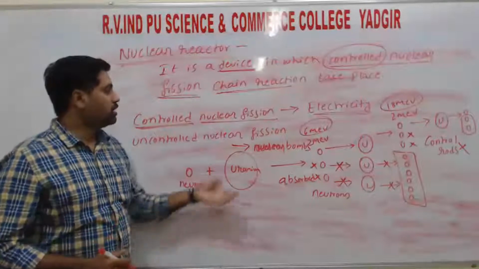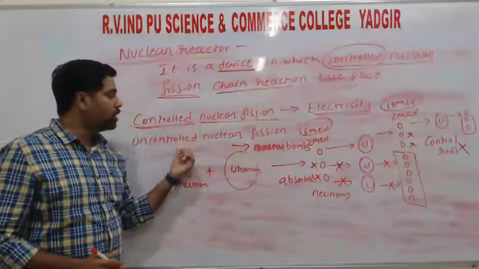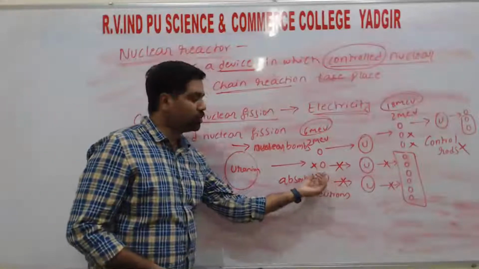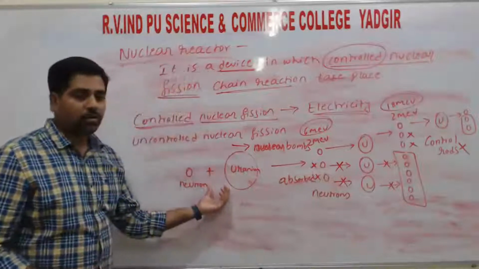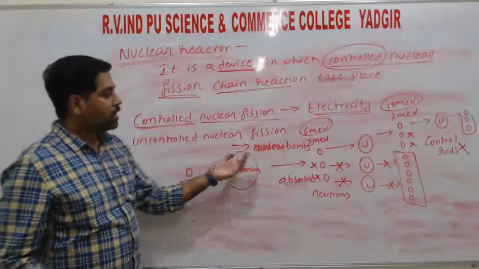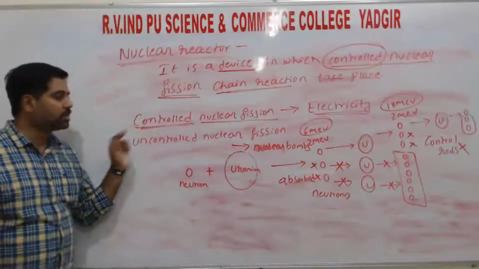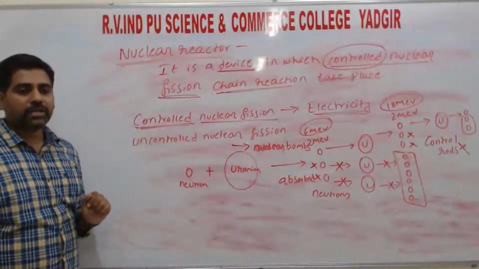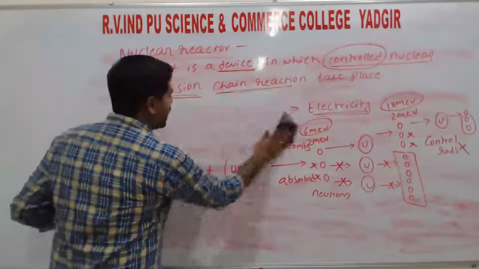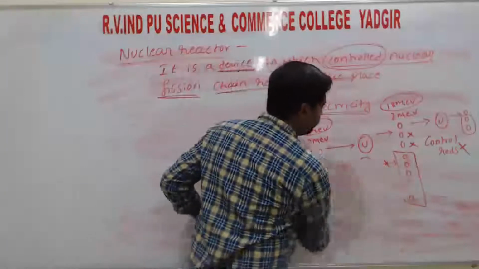So you understand this one. Here we understood the chain reaction along with controlled and uncontrolled. Controlled reaction means we are absorbing the neutrons which are released from the uranium. When the uranium is bombarded with the neutron, the excess neutrons are absorbed by the control rods, and that reaction we call the controlled nuclear fission reaction. So next, the nuclear reactor.